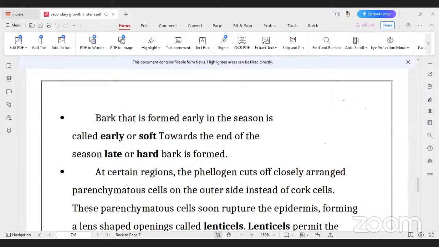The bark of cinchona gives quinine, and Cinnamomum zeylanicum is used to control malaria. The bark of Acacia arabica is used in the tanning process. So these are the commercial importance of the bark. Right. Now lenticels.